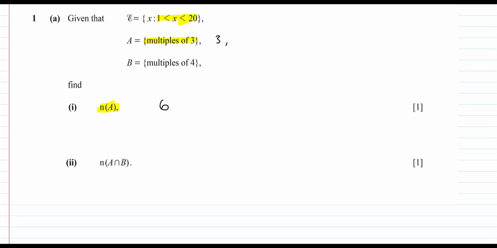So the answer to number 1a, part 1 is 6, and we can see that clearly if we just write them out. We're going to have 3, 6, 9, 12, 15, 18. The first 6 multiples of 3.